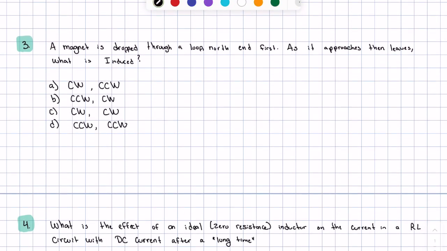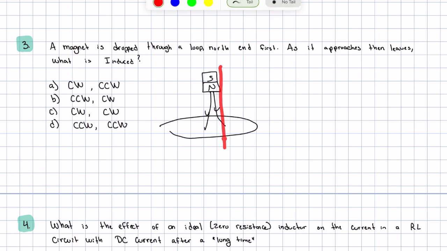3 says a magnet is dropped through a loop north end first. As it approaches, then leaves, what is I induced? So here we have north and we have south. We're going to look at the north side's magnetic field lines. As it's dropping, the magnetic field lines going down increases. So according to Lenz's law, we're going to have an induced magnetic field going in this direction, which means the current induced has to be going counterclockwise. This is by the second right-hand rule, where you stick your thumb in the direction of B and your hands wrap around in the direction of I.